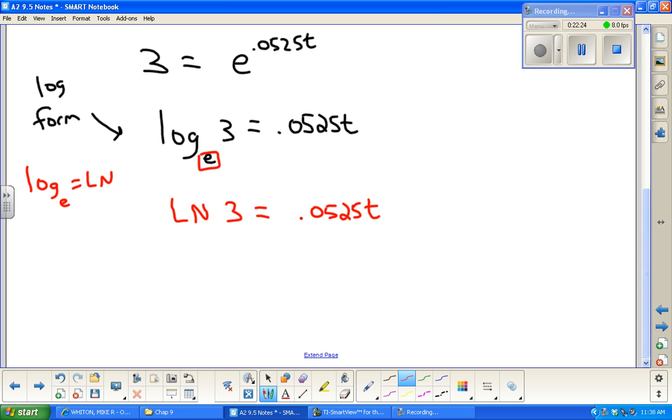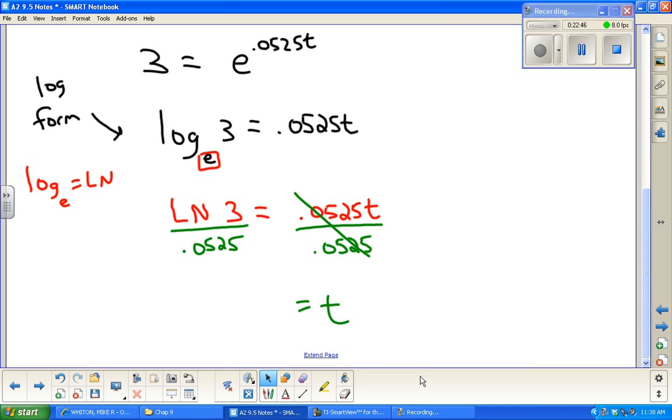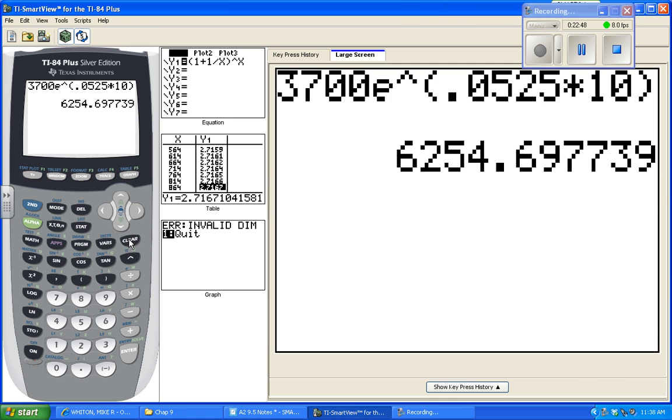This side we haven't messed with yet. And then to solve for t, I would just divide both sides by that 0.0525 and let our calculator handle this. So that's going to be t equals, and let's do this on the calculator here, the ln of 3 divided by 0.0525, and that'll give us our answer.